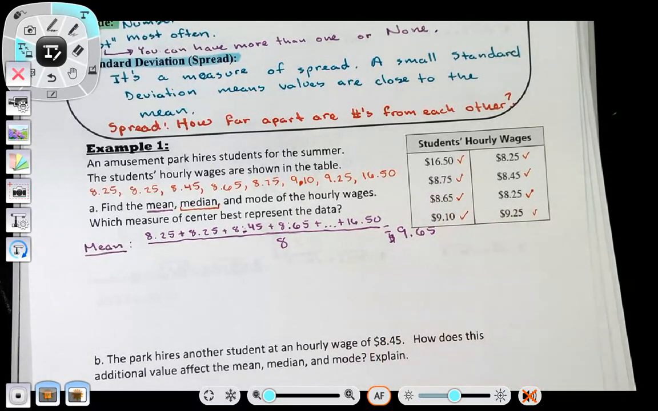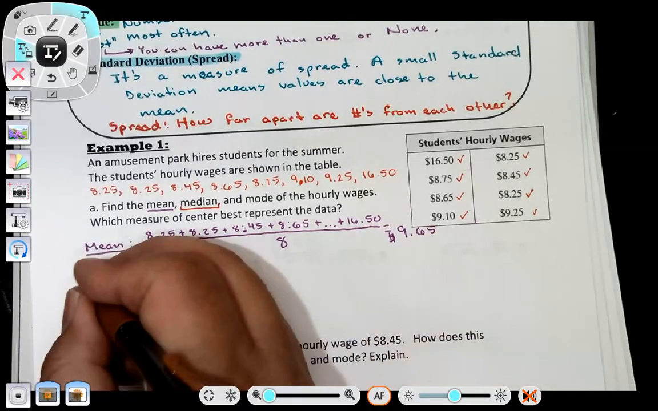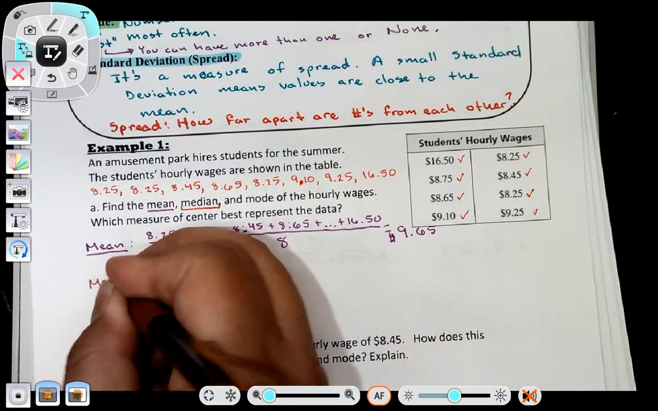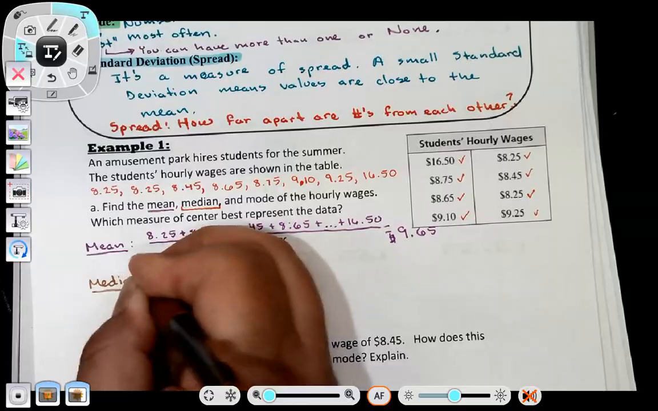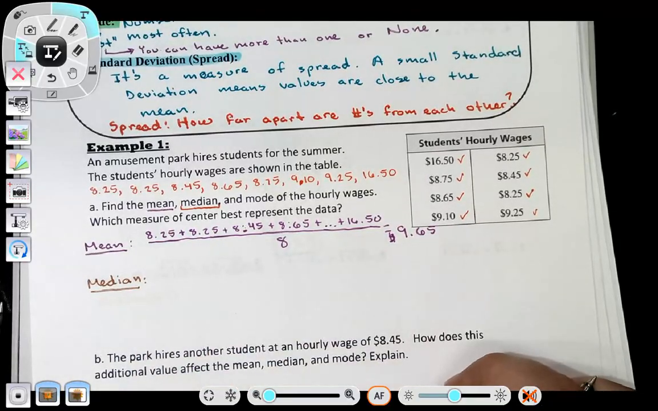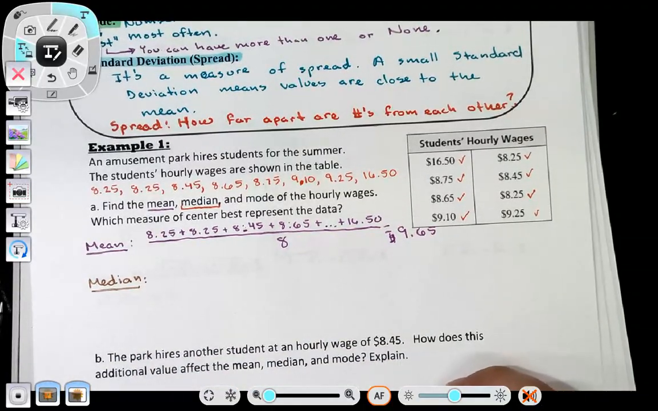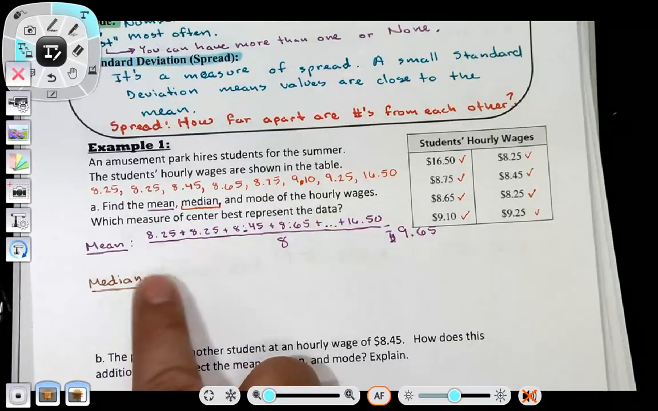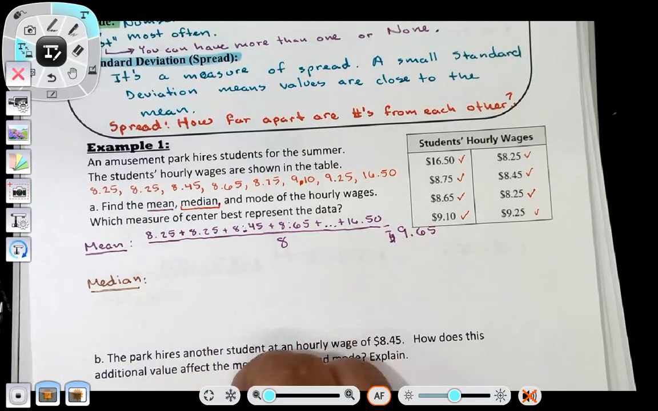All right, well, now they said, well, find me the median. Well, the median's a little bit different. Now they said, give me the median. Remember, this one does not require a lot of work. You already have the list ready to go. For the median, all you have to do is go to the middle.